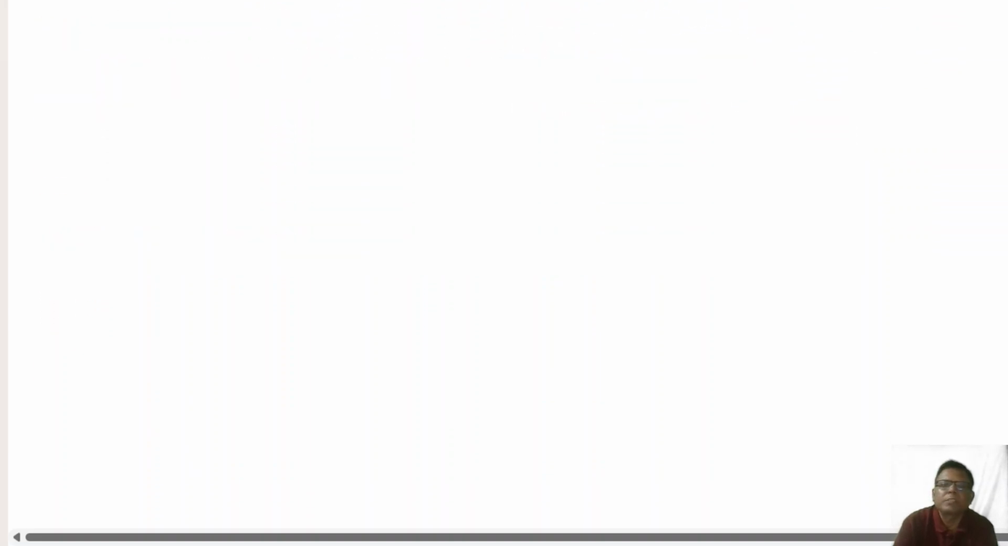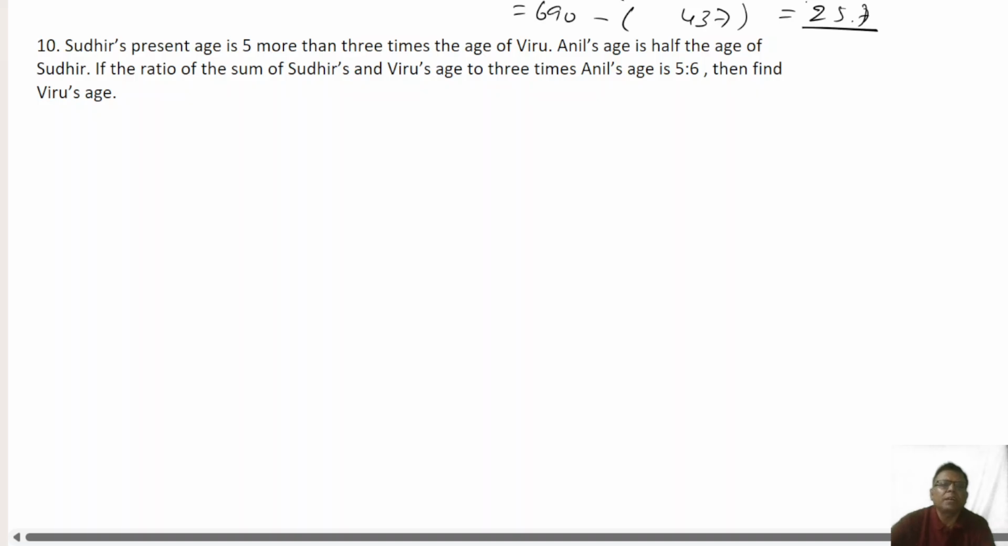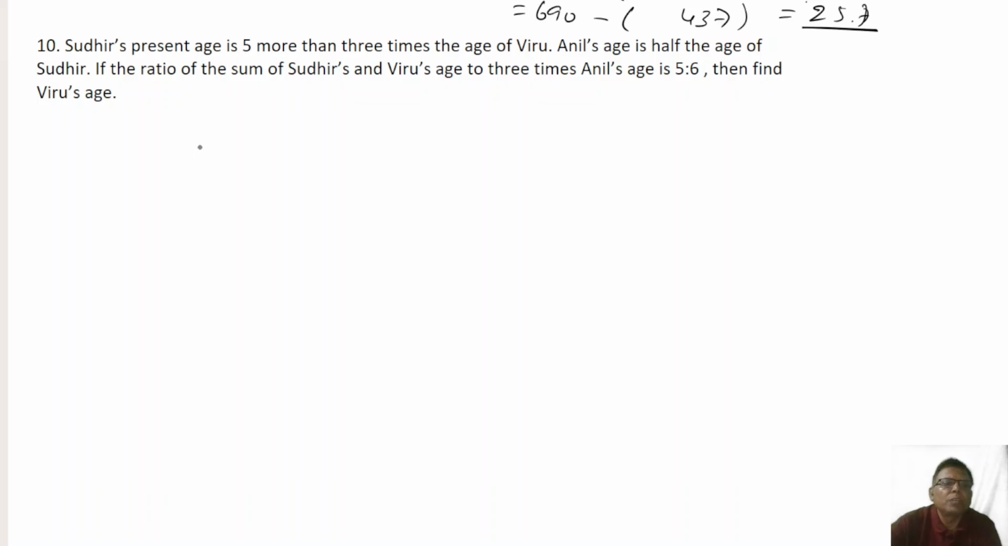Now come to the last question. So the last question says Sudhir's present age is 5 more than 3 times the age of Biru. So let Biru's age be equal to x.